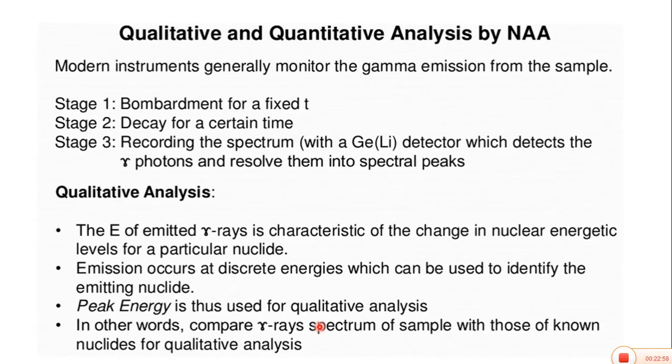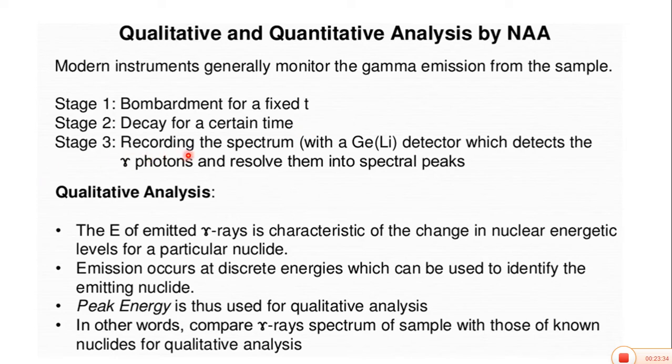Okay, so when we get some sort of analysis and we get a result in the form of some chromatogram, we can easily perform qualitative and quantitative analysis. Qualitative analysis means: first of all, stage one, the sample is bombarded for a fixed time in order to activate the sample material, then allowed to decay for a particular time so that it may cool down to be analyzed easily without risky exposure to the workers.